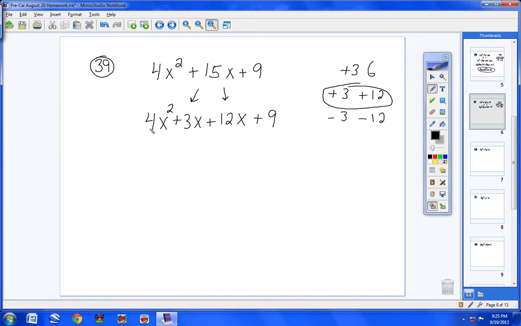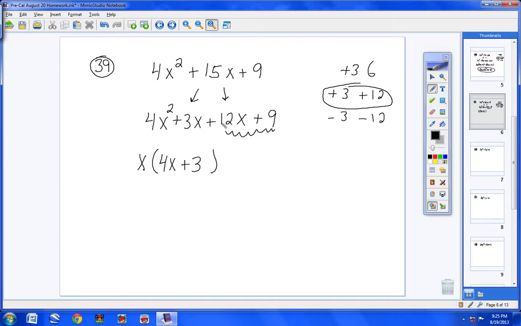Now, let's factor out what's common in the first two terms. There is no common factor for 4 and 3. However, there is an x in both of these terms, so I can factor out an x. And when I do that, I'm left with 4x right here, because x times 4x is 4x squared, and x times 3 is 3x.